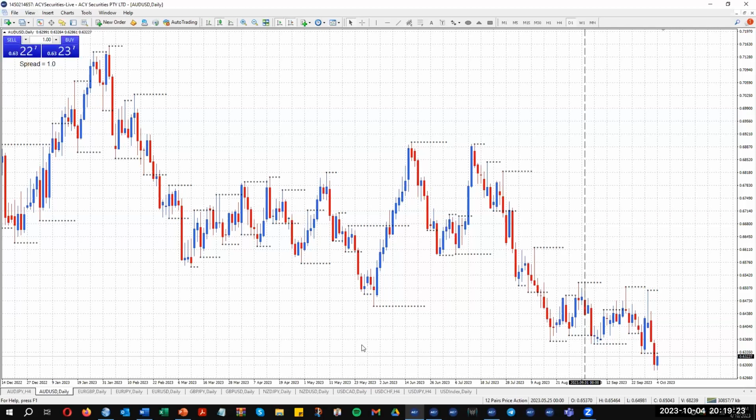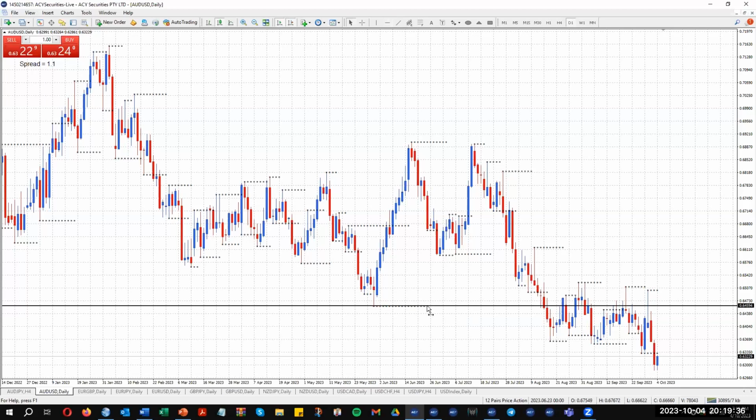So we've been in a trend to the downside, rather range bound. One of the key levels that we've broken below through the last month or two is this level here, 64.58.